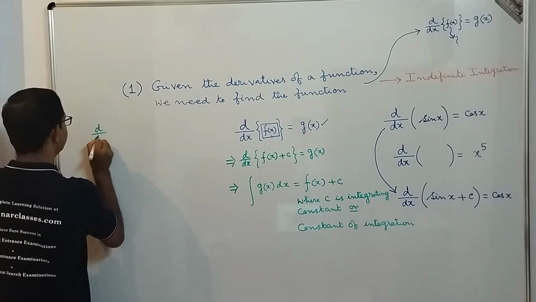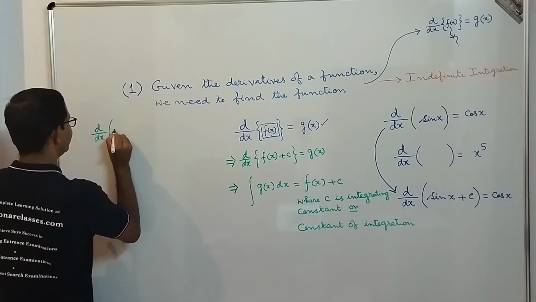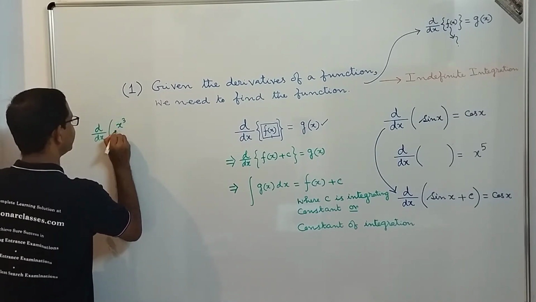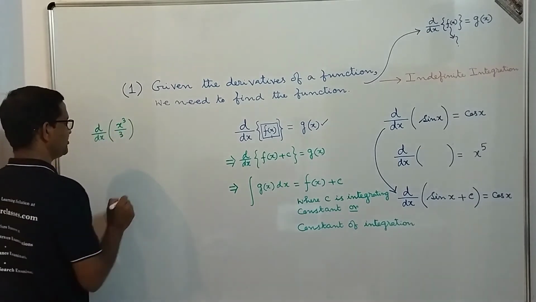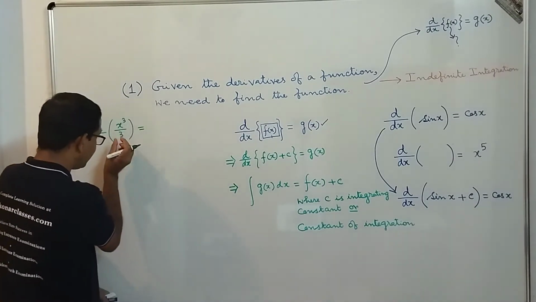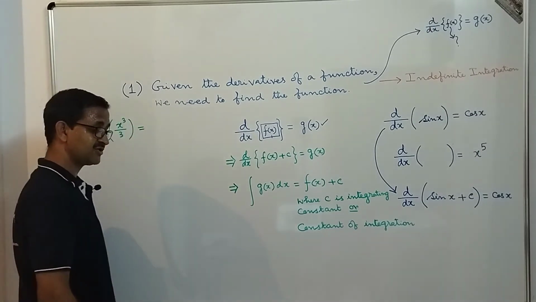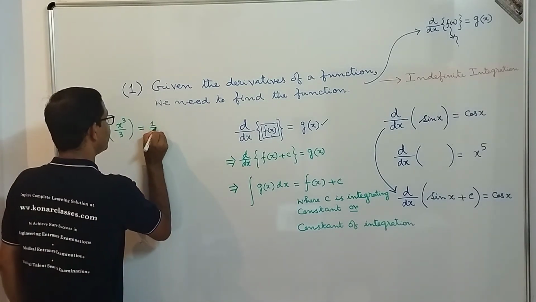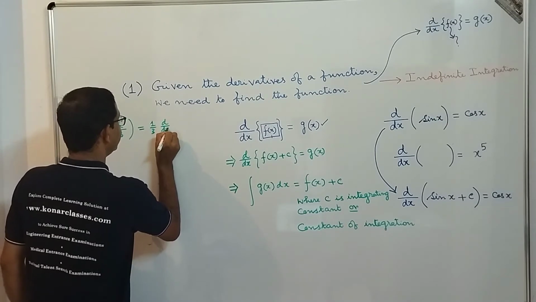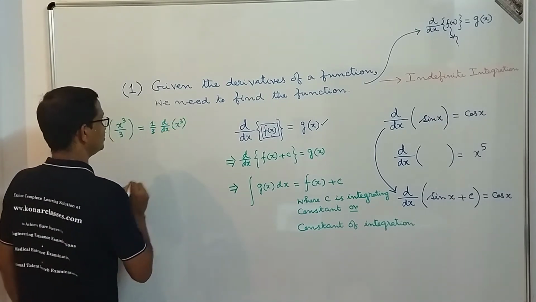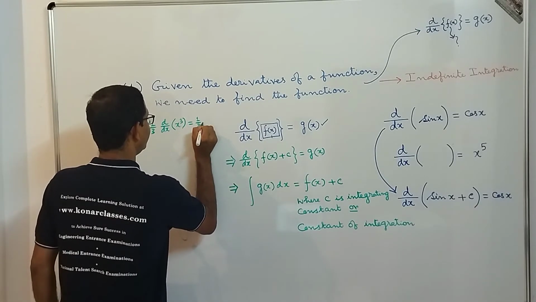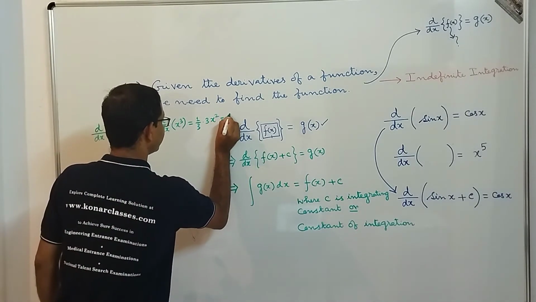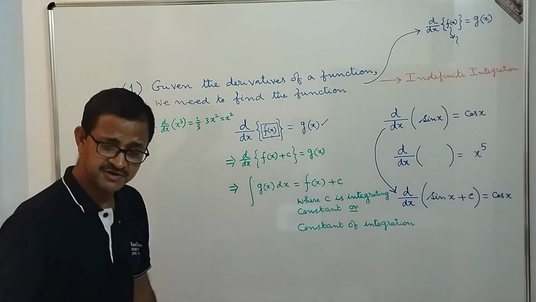we know that d/dx of x cube by 3 is equal to what? If you calculate, 1 by 3 is a constant taken out, then d/dx of x cube is equal to 3 into x square, so that 3 and this 3 will get cancelled. So we can write 1 by 3 into d/dx of x cube, which is equal to 1 by 3 into 3 into x square, correct? So this is equal to x square. I just wrote these intermediate steps.